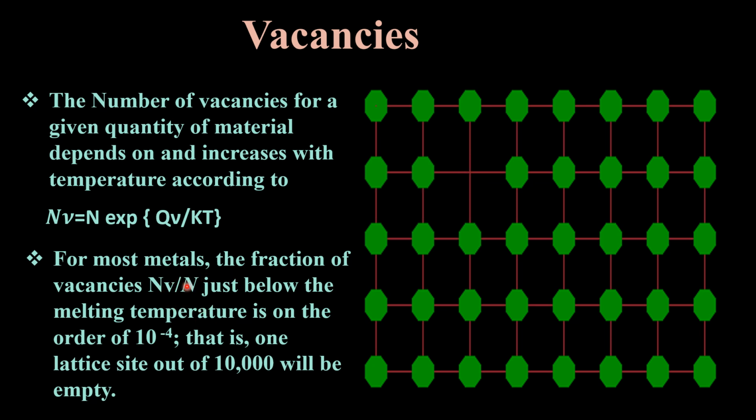Here I have already told you that Nv is the equilibrium number of vacancies and N is the total number of atomic sites. So just below the melting temperature, this is on the order of 10 to the power minus 4. That is, one lattice site out of 10,000 will be empty just below the melting point, and this is the case for most of the metals.